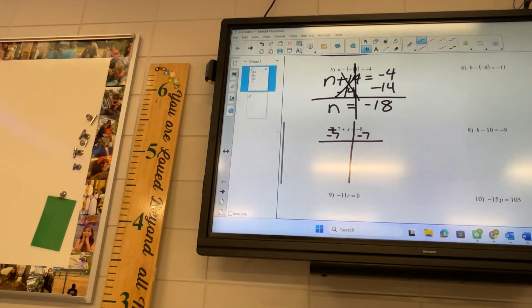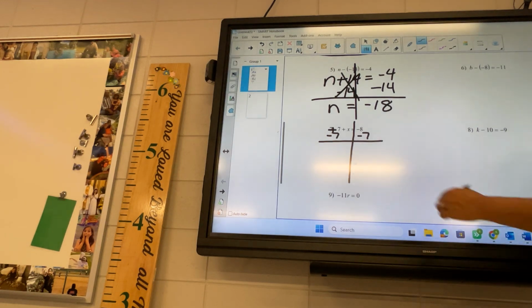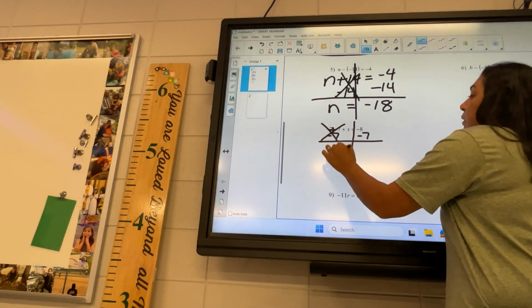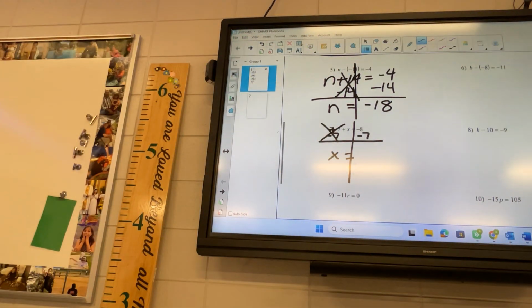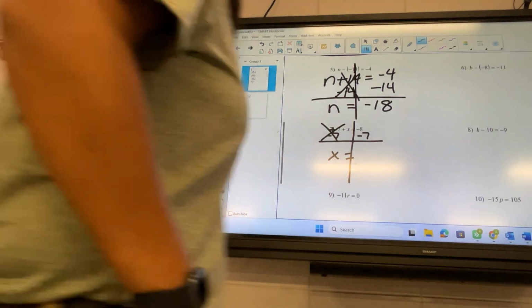What happens to the 7s? They cross out. And so we're going to be left with x equals, what is negative 8 minus 7? Negative 8 minus 7. Negative 15. Somebody agree?